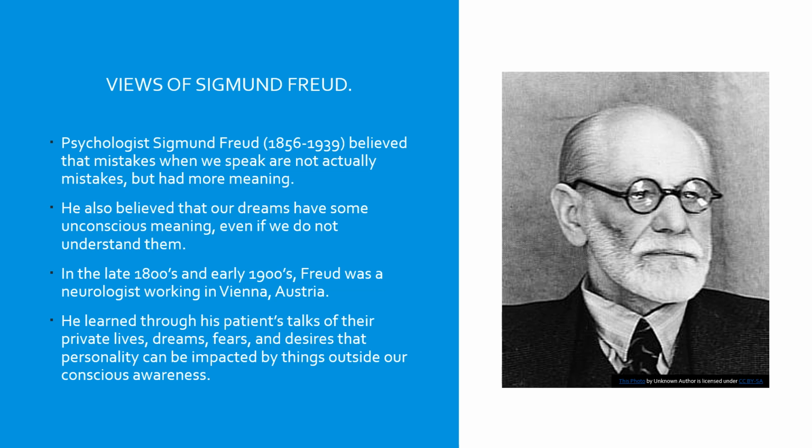So Sigmund Freud, we talked about him a little bit previously in our class, but he believed that mistakes when we speak are not actually mistakes, but have more meaning behind them. He also believed that our dreams have some unconscious meaning, even if we do not fully understand them. In the late 1800s and early 1900s, he was a neurologist working in Vienna, Austria, and he learned through his patients' talks of their private lives, their dreams, fears, and desires, that personality can be impacted by things outside our conscious awareness.